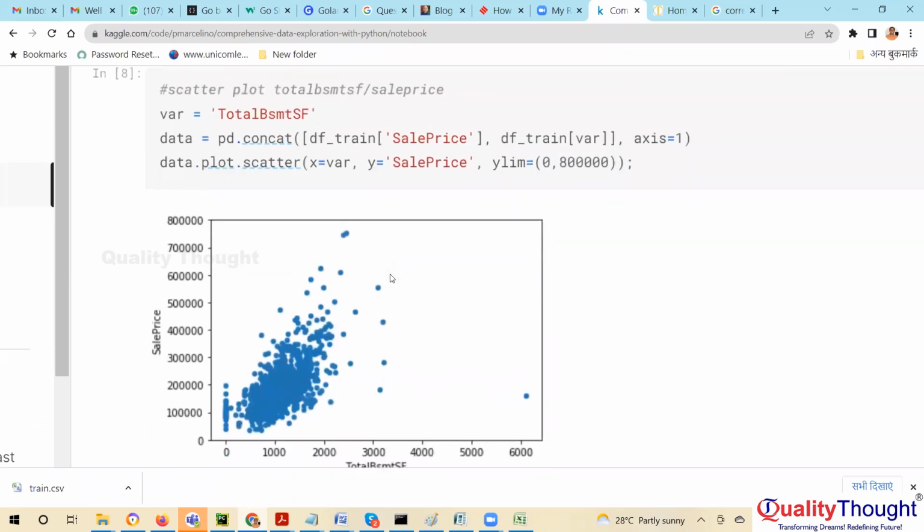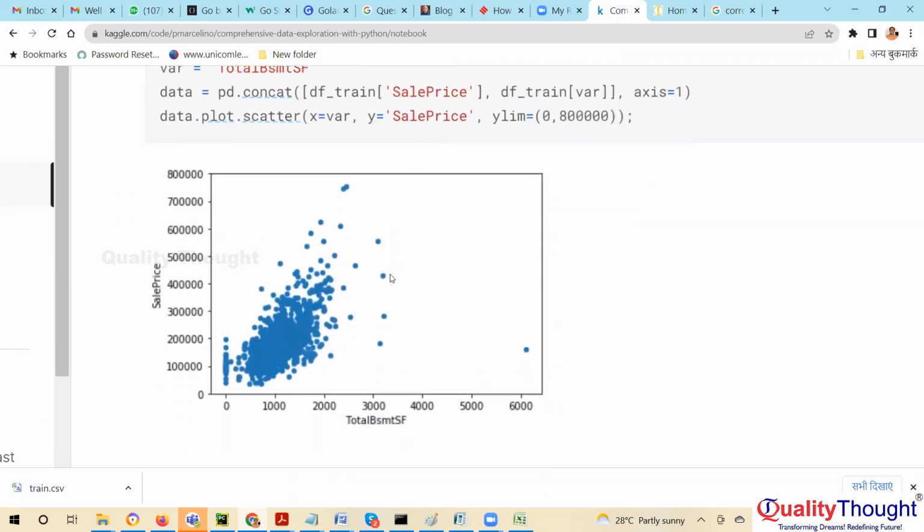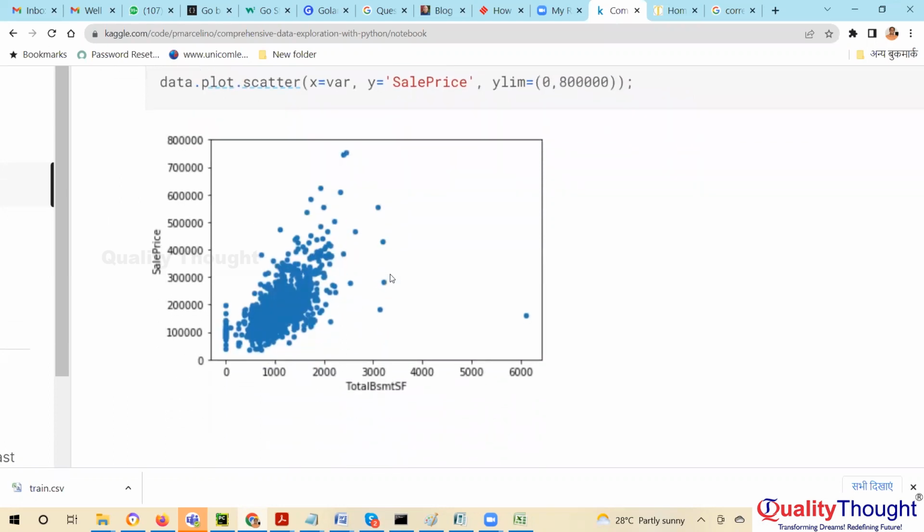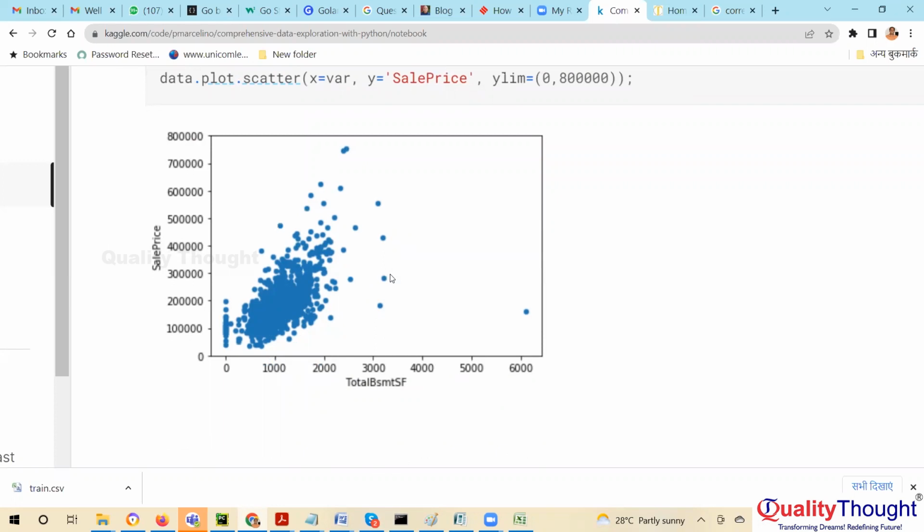Similarly, you can create another graph: total basement square feet versus sale price. Of course, the higher the basement area, the higher your sale price will be, isn't it? Here also it is positive.